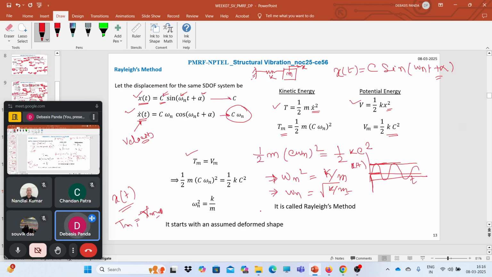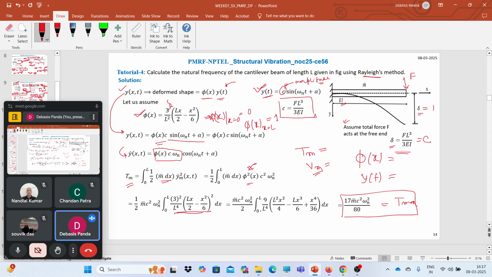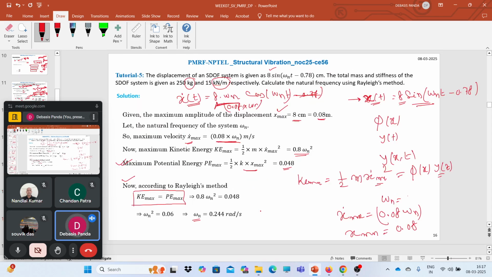Then we moved to the Rayleigh method, where we have seen that if we can express the deformed shape with respect to these two variables, shape function and response of this structure, then we can also calculate the natural frequency for the system, provided we must know the shape function and the response quantity of the system. If we apply a different kind of shape function which is not associated with the dynamics of the motion of this system, then we will get erroneous results.